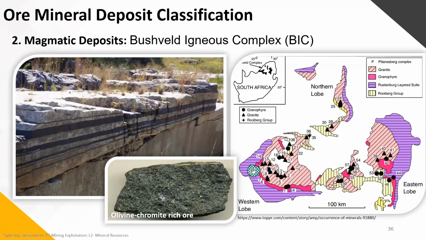Another well-known of these magmatic deposits is within the Southern Africa Bushveld igneous complex. So we have here a sample showing an olivine chromite-rich ore, and we have the banded outcrop in the field.